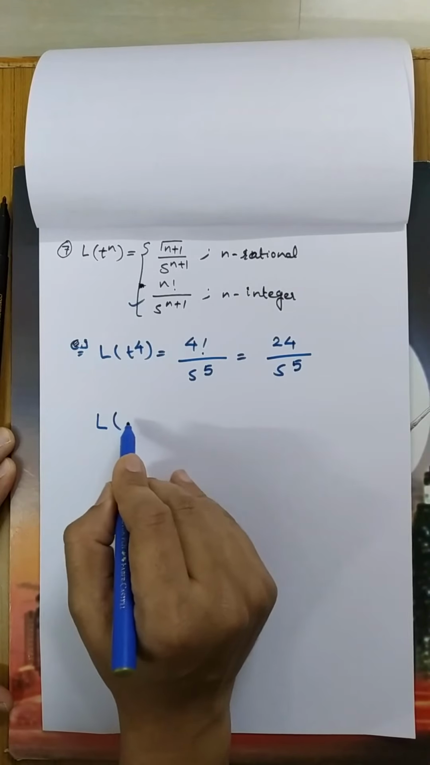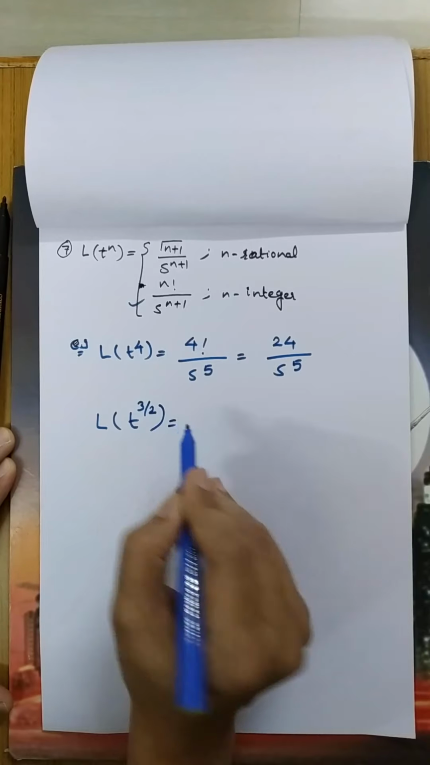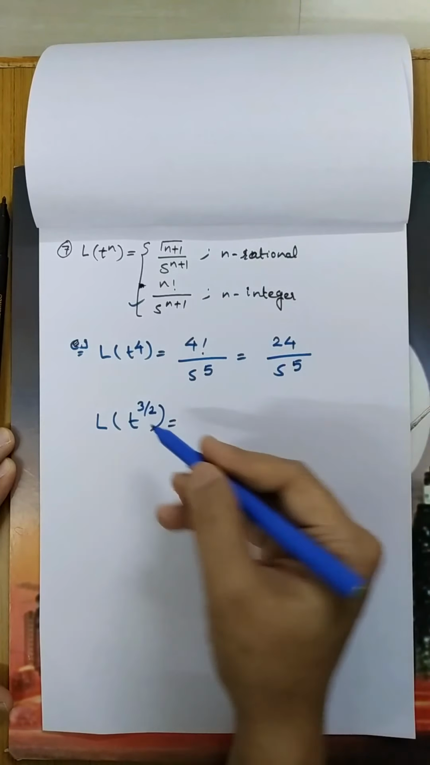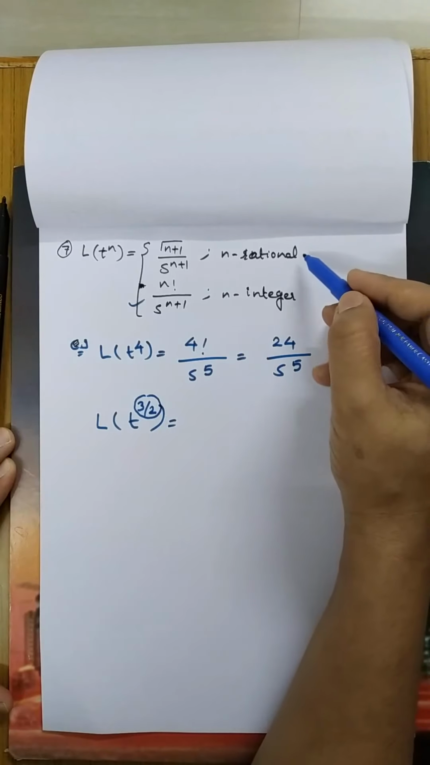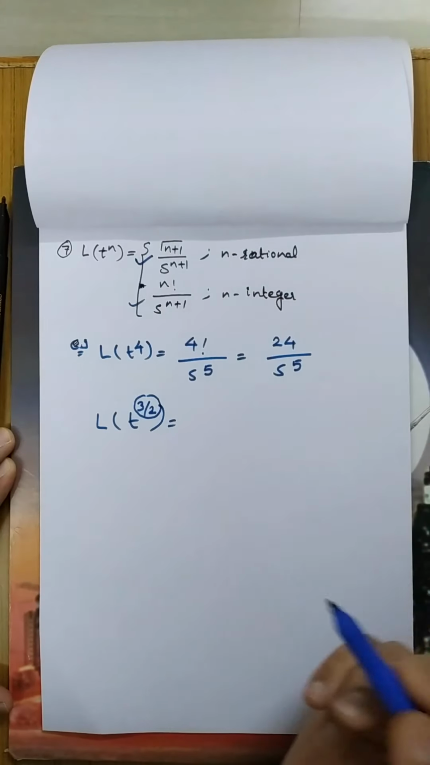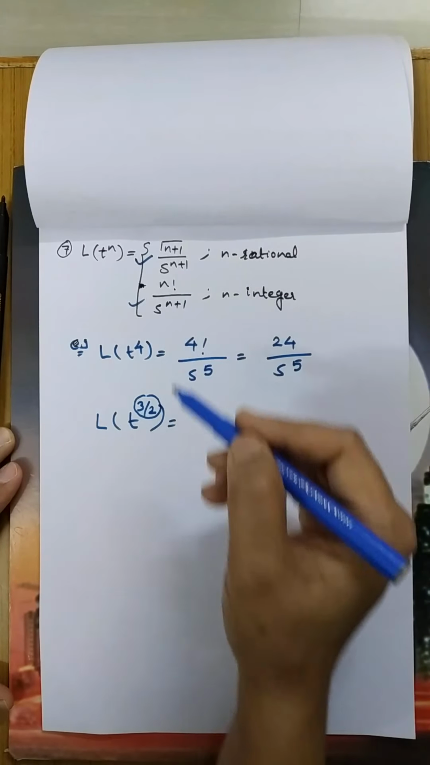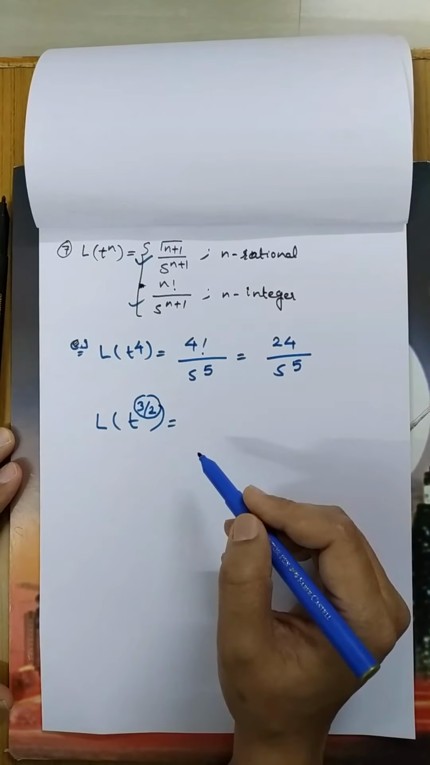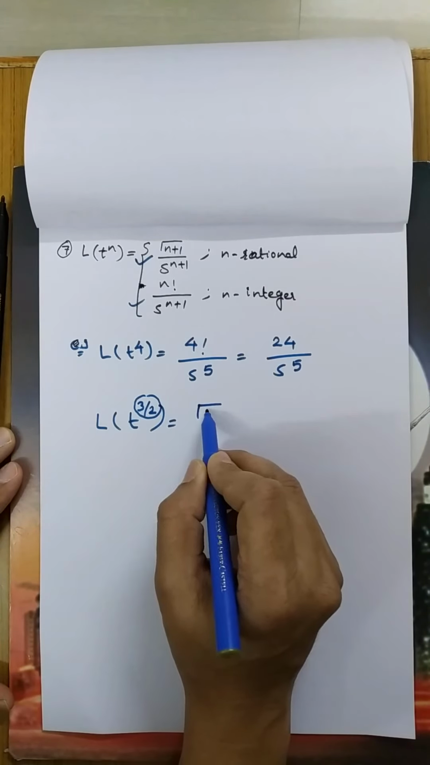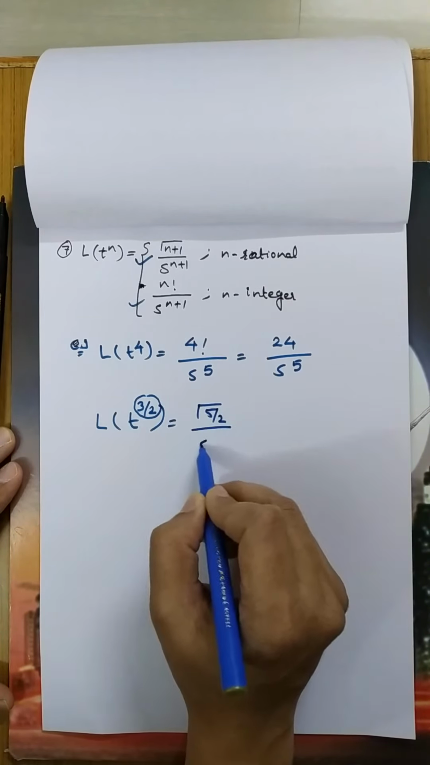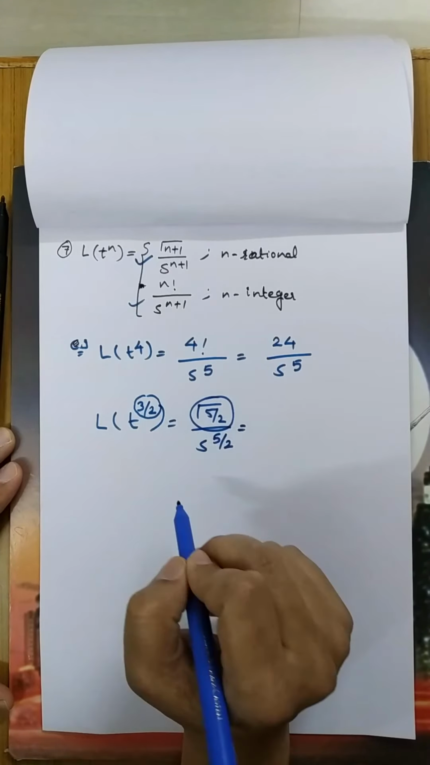If you want to find the Laplace of t raised to 3 by 2, what is it? As per this formula, first you need to check the power of t, 3 by 2, which is rational. So try to use the gamma formula, because n factorial is not defined for a rational number. So you can write gamma 5 by 2 by s raised to 5 by 2. Now what is gamma 5 by 2? You can reduce it.